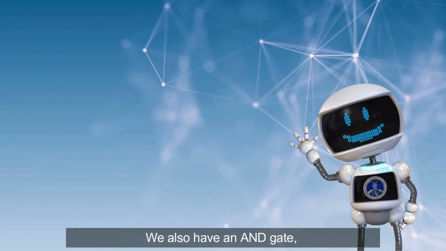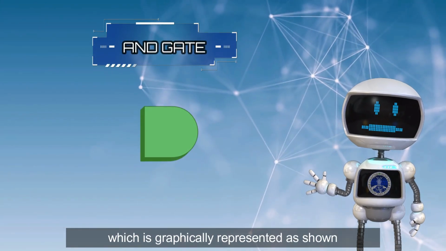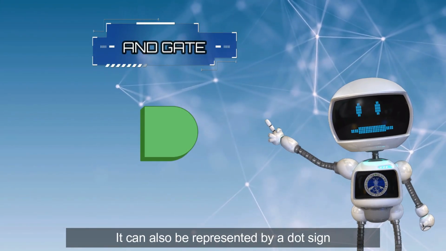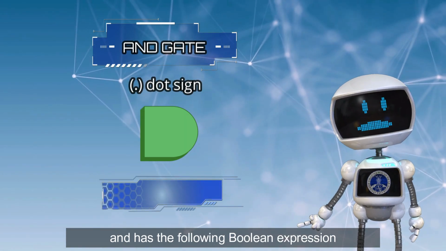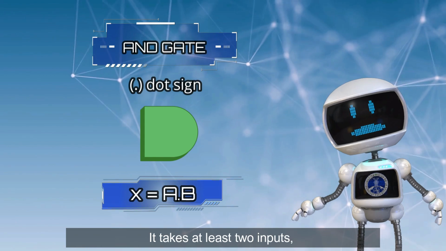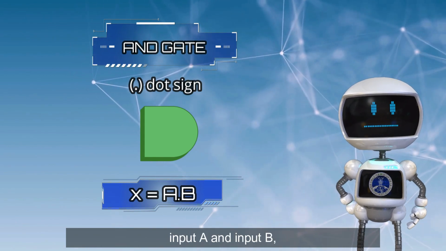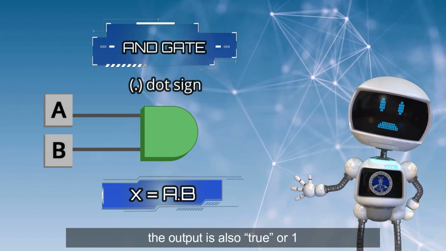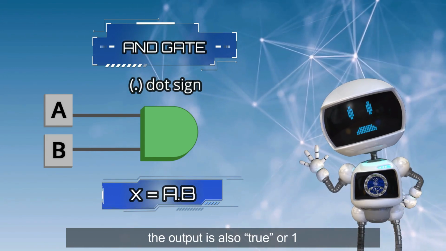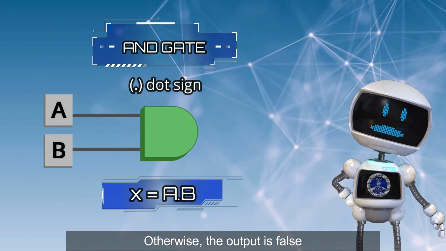We also have an AND gate, which is graphically represented as shown. It can also be represented by a dot sign and has the following Boolean expression. It takes at least two inputs, input A and input B, wherein if both are true, the output is also true or 1. Otherwise, the output is false.